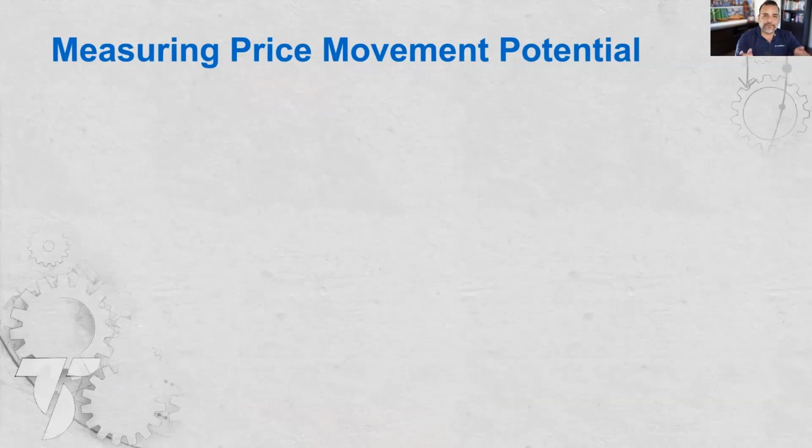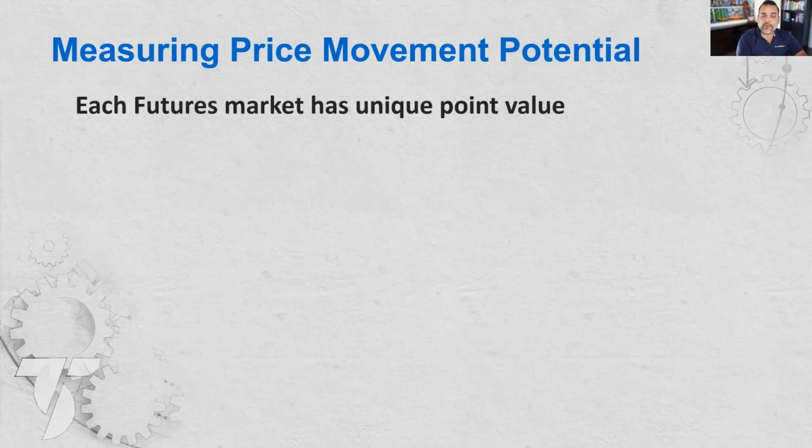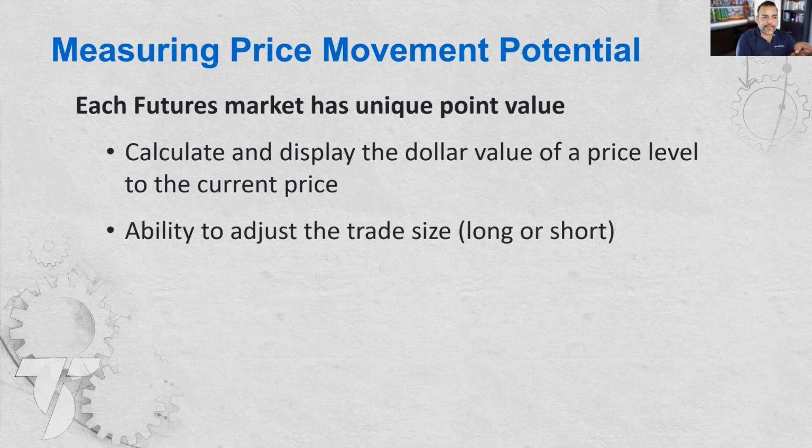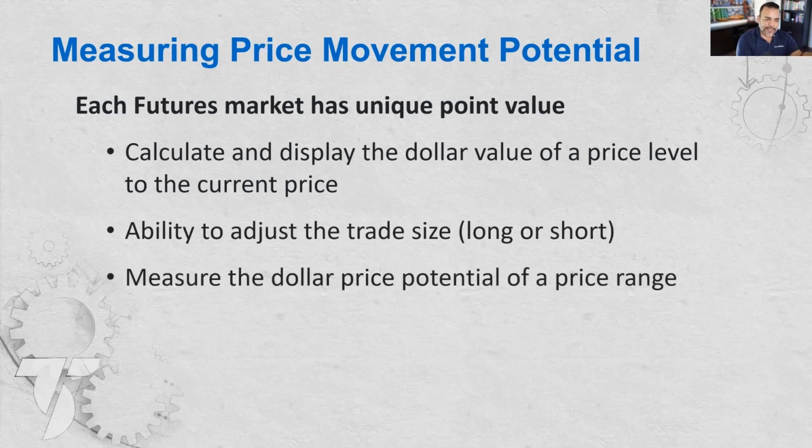Measuring price movement potential. Important. We need to make sure that we know what that represents in dollars. And each futures market has a unique point value. We already talked about it, right? Futures info, the one in charting, tells us what every point is valued at. So we need to calculate and display the dollar value of a price level to the current price. And this is a very interesting tool. I'm just going to show it to you right now, but it gives you the ability to also adjust the trade size and measure the dollar price potential of a price range.